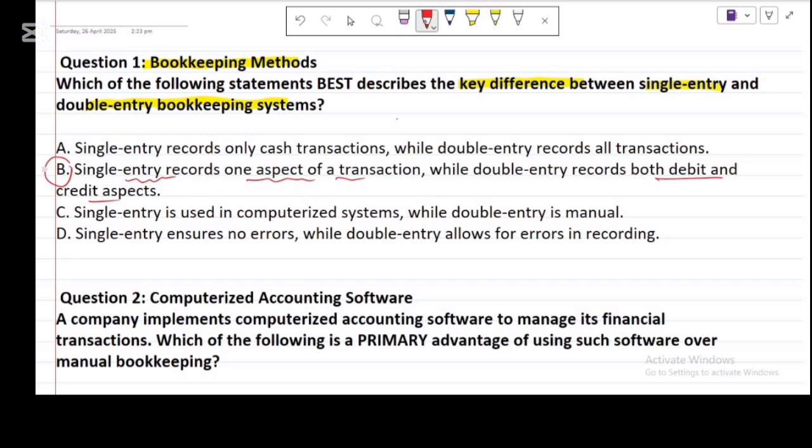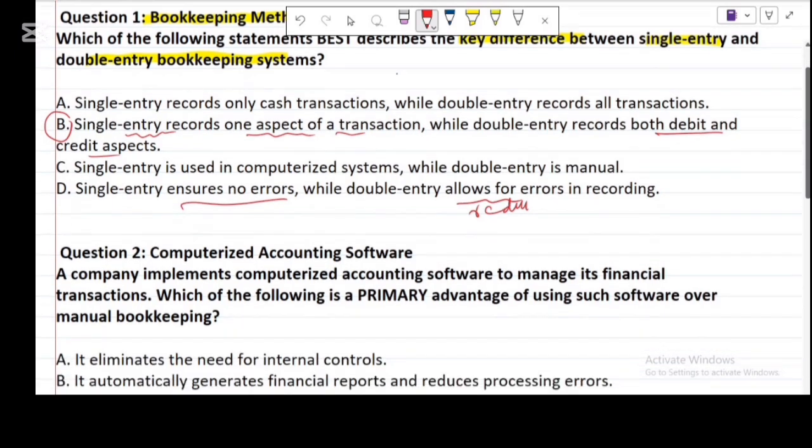Option one is incorrect because single entry can record non-cash transactions, though incompletely. And option C is also not correct because both systems can be manual or computerized. And the option number D is also incorrect, and the reason is that double entry reduces errors. Here it says it allows for errors, but it actually reduces errors through its self-balancing nature. So option B is the correct one. Clear? Let's move on to MCQ number two.